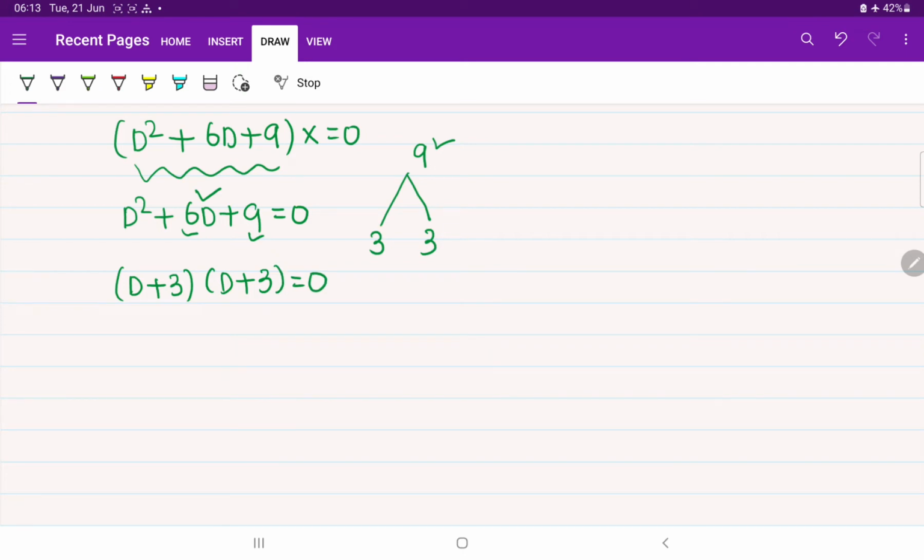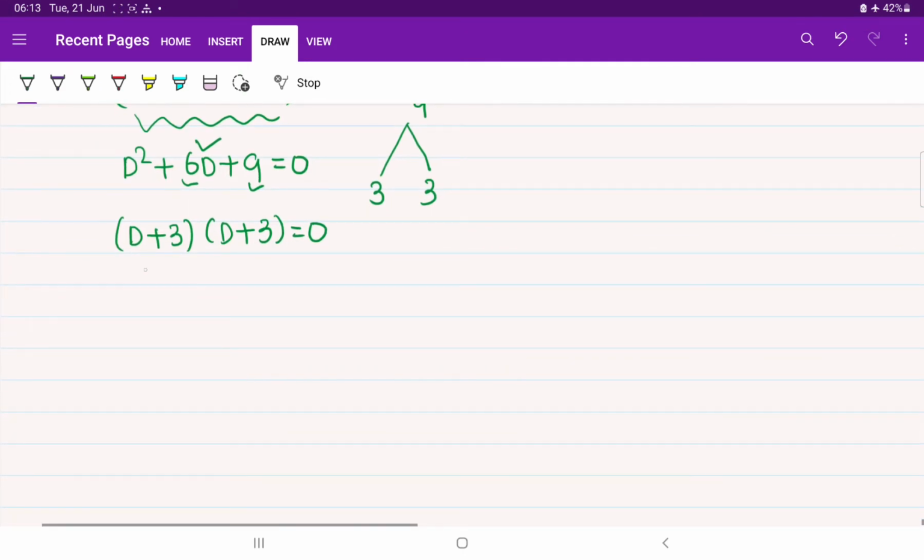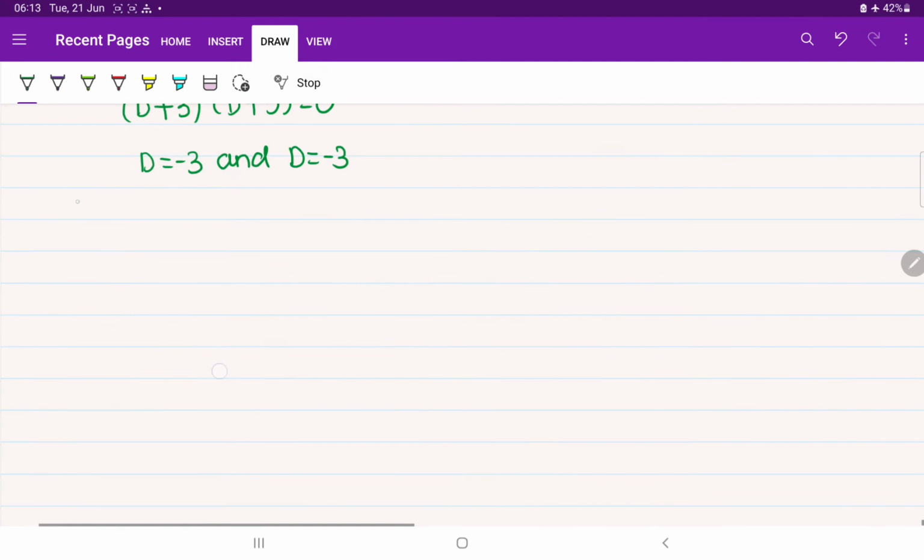That's all. After that, what can we do? From here, I can say D equal to minus 3 and D equal to minus 3. In the last class, we saw that if the roots are different, then we understood how to write down the complementary function. If the roots are same, then how to write down the complementary function? Now the question is how to write down the complementary function for this given differential equation. Do you have any idea?